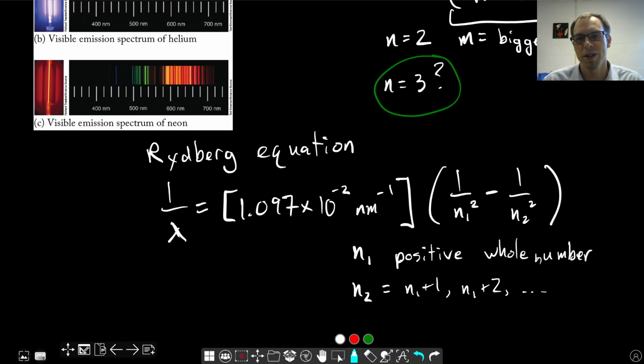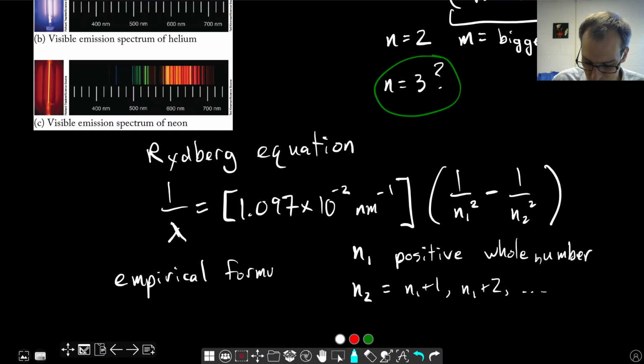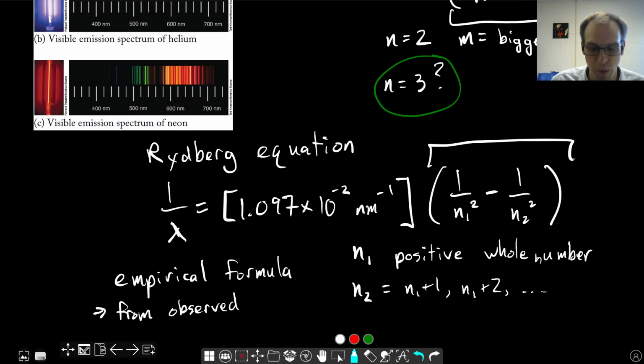So we have this equation that describes what's going on with hydrogen, but it doesn't explain why. This was just fitting to the available data. This is what we call an empirical formula, kind of like our idea of an empirical chemical formula, meaning it just comes from observed data. There's no underlying theory that explains why we would see this trend and why it depends on integers, these whole numbers.